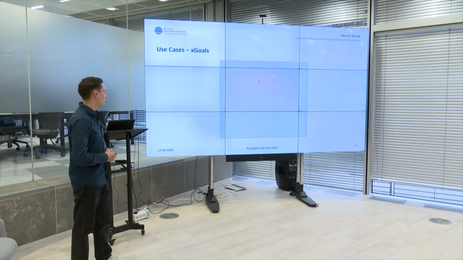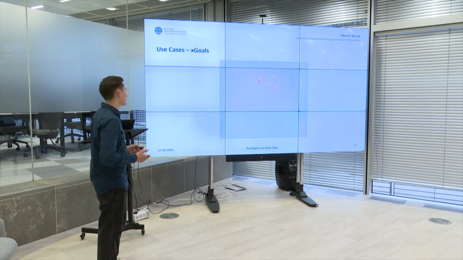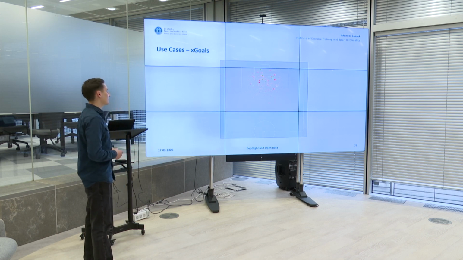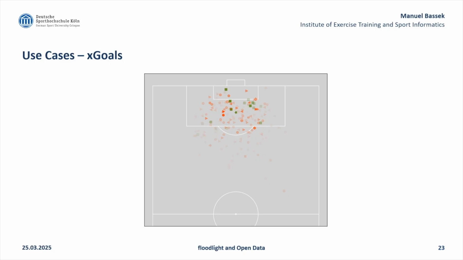In this paper, we provide some examples of what we think people could do with this data, if you don't have any ideas already. For example, evaluation of expected goals models. What we did here is simply plot all the shots taken in this data set.